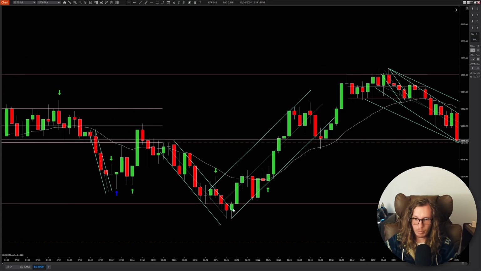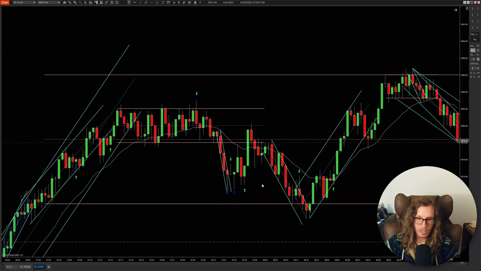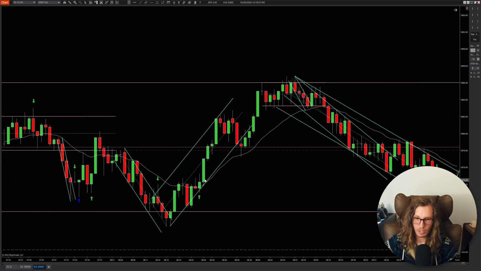So then from here, you come up, you have a first entry, second entry short that fails. And at the time, you would have had probably your range lows around this area. So it would have looked like we were breaking back into the range again. So that one was decent.